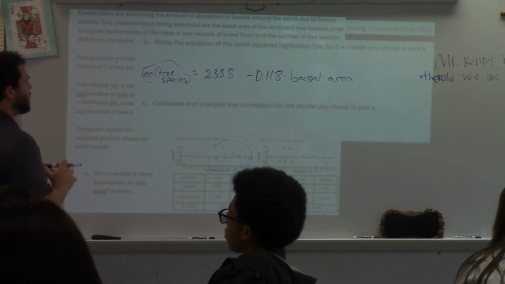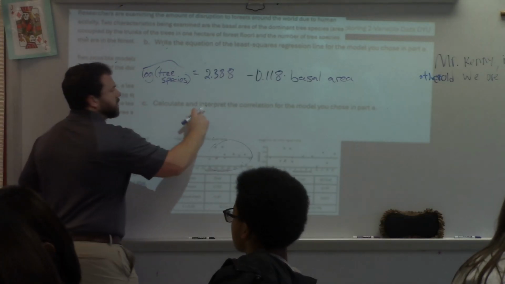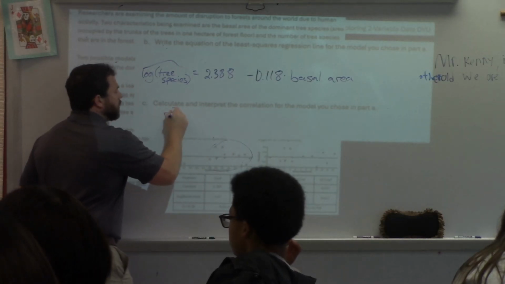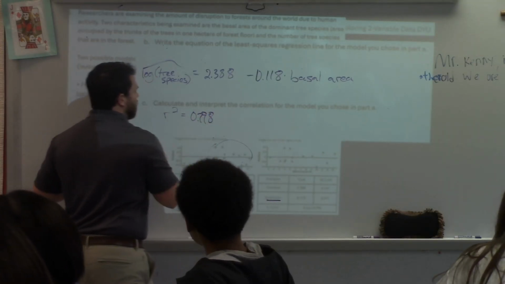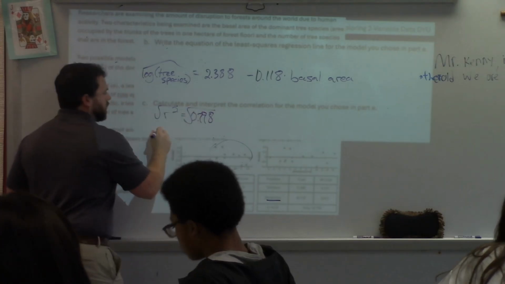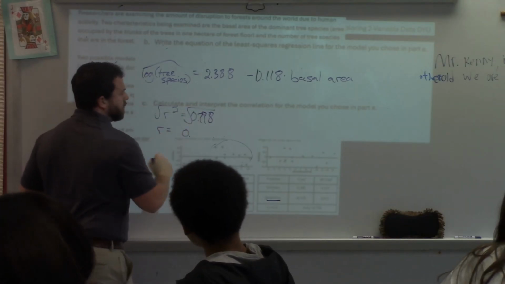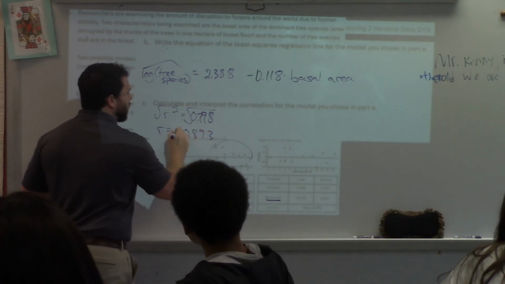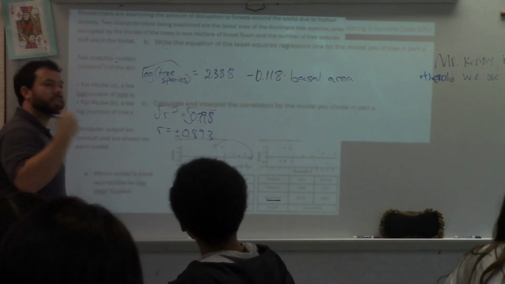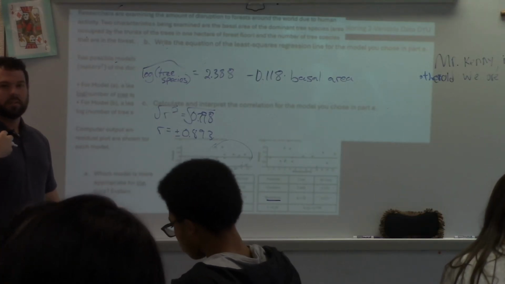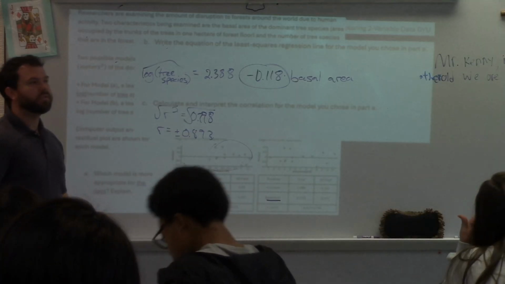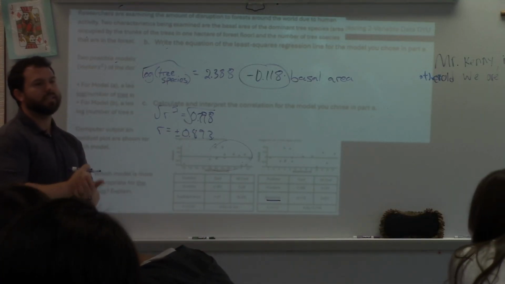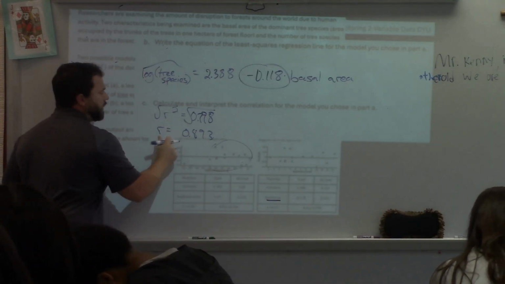Bell's about to ring, but last thing really quickly. Calculate and interpret the correlation. R squared is 0.798. So you square root. Right. So R is 0.893, but remember, it could be a positive or negative. How do we decide which it is? Because the slope is negative. Guys, the slope was negative. You've got to pay attention to that detail. So the R is negative.